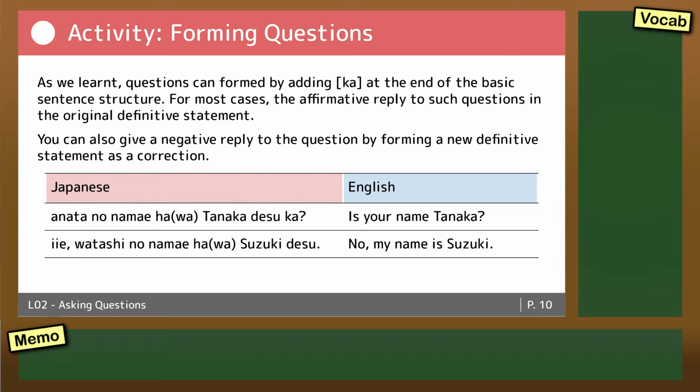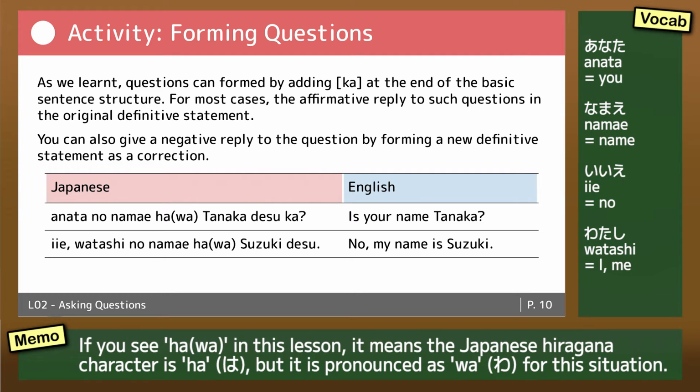The next question you may ask is, what if we need to give a negative reply to the question? You can actually give a negative reply to the question by forming a new definitive sentence as a correctional statement. For example, あなたの名前は田中ですか? Is your name Tanaka? いいえ、私の名前は鈴木です. No, my name is Suzuki.